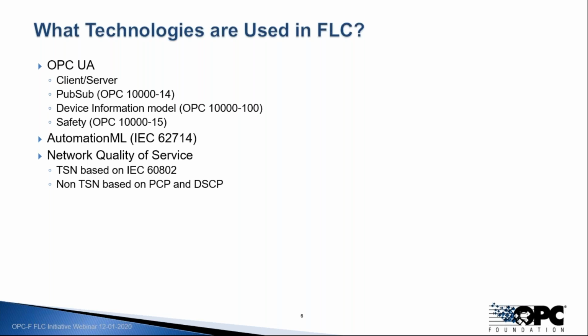And where network quality of service is required, we will have two major sets of options for devices and applications. For those that require the newest time-sensitive networking capabilities, we'll be utilizing TSN as defined in IEC 60802 in their industrial profile. And in applications and devices where TSN is not needed, we'll be using existing technologies such as PCP and DSCP.